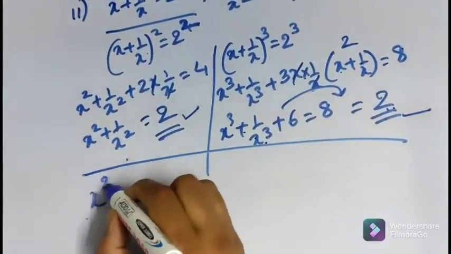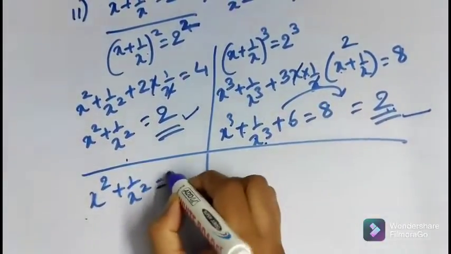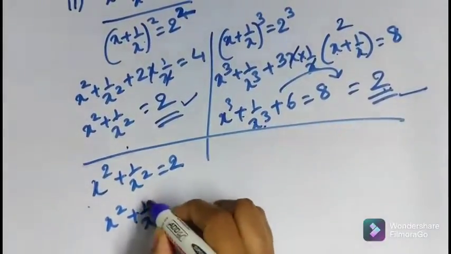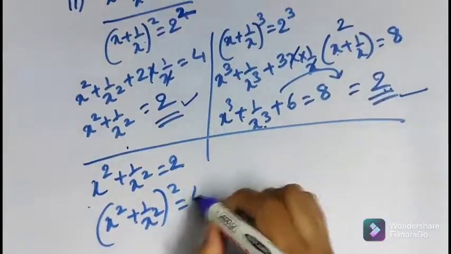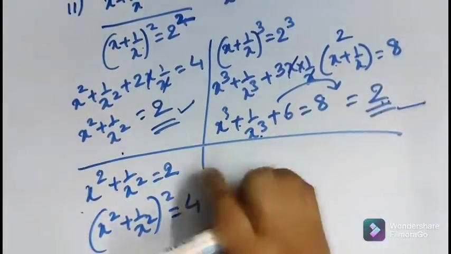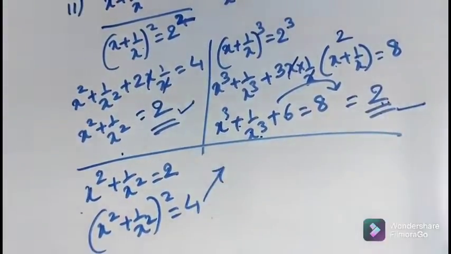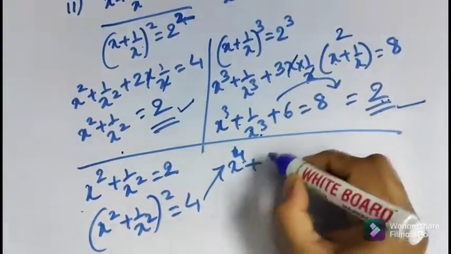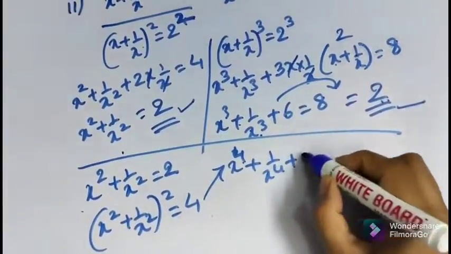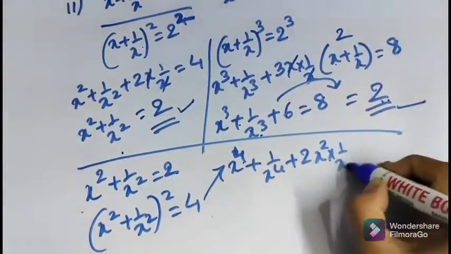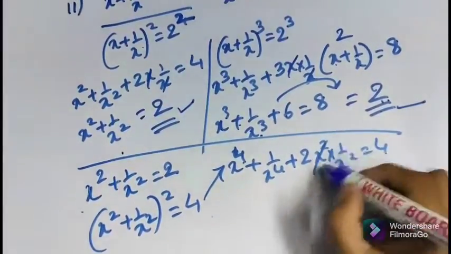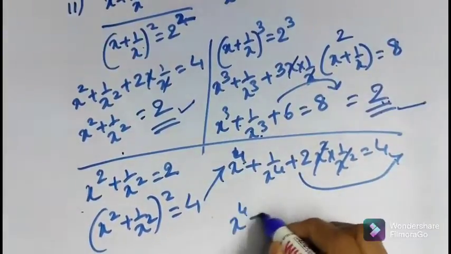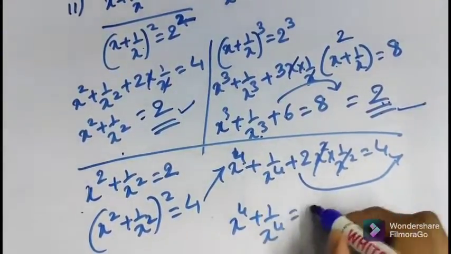We have this equation that is x square plus 1 by x square as 2. Let's square both the sides. So I get (x square plus 1 by x square) square on one side, and 4 on the other. So now when we expand it, x^4 plus 1 by x^4 plus 2 times x square into 1 by x square is equal to 4. So x square gets cancelled, plus 2 goes here, it becomes minus 2. We get x^4 plus 1 by x raised to the power 4 is equal to 2.